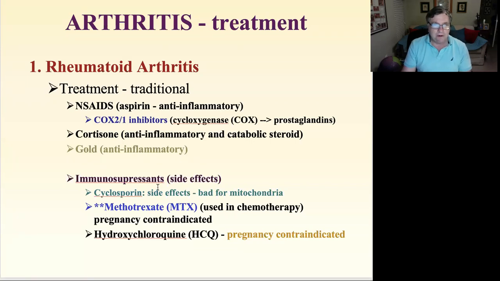There are powerful immunosuppressants that have been used. Cyclosporin, which is really bad for mitochondria, methotrexate, MTX, has been used. It's contraindicated for pregnancy. There's something we recognize, hydroxychloroquine. Unfortunately, it has bad effects on the heart and increases the QT interval, which increases the risk of bad arrhythmias. So it's been discontinued as far as COVID is concerned, but it's an anti-inflammatory agent, and that's why people were trying it out. Didn't really work.